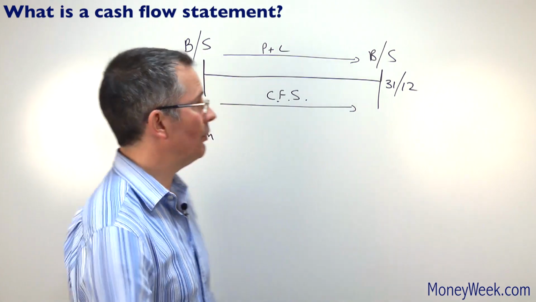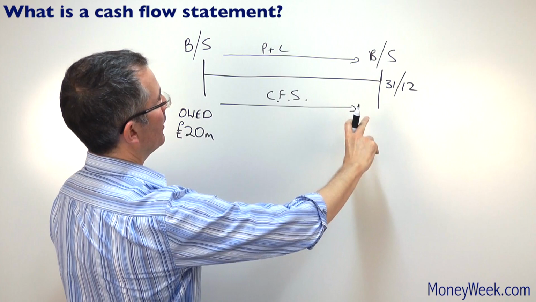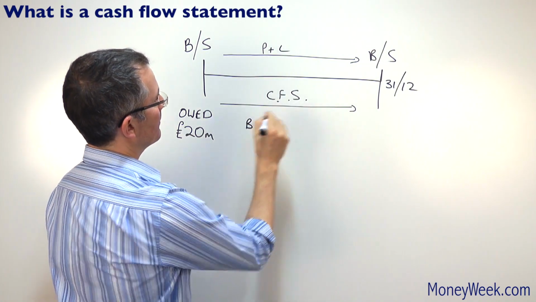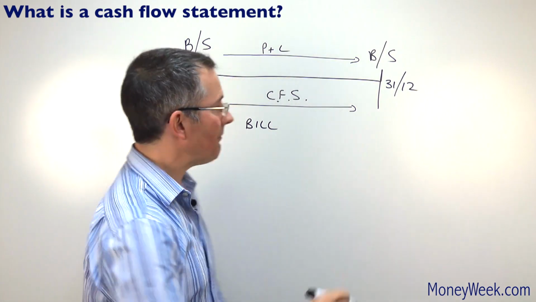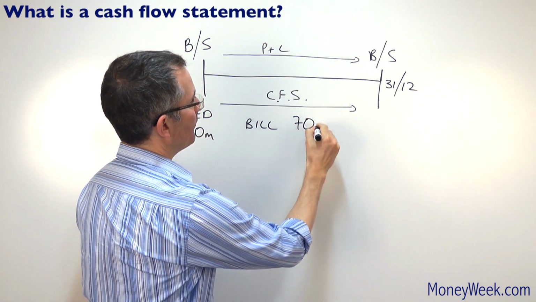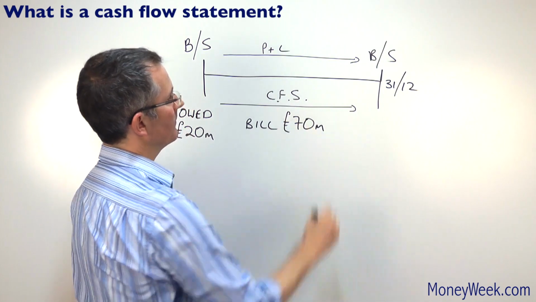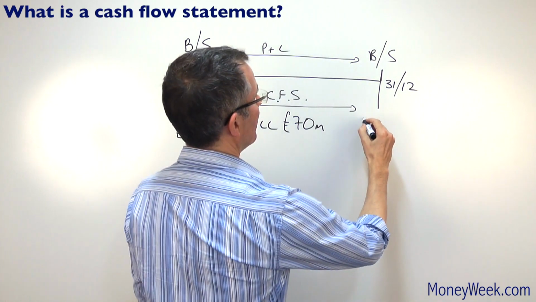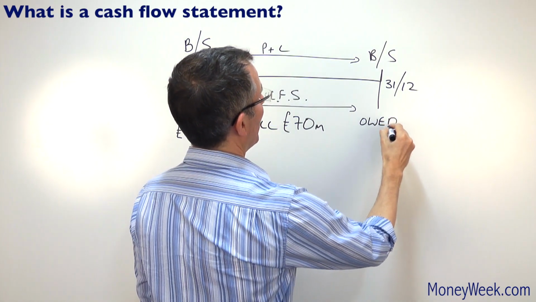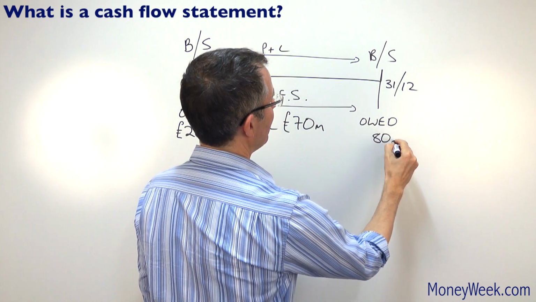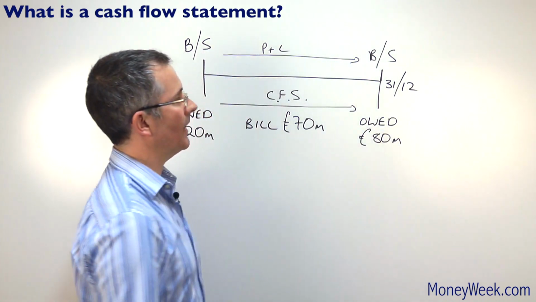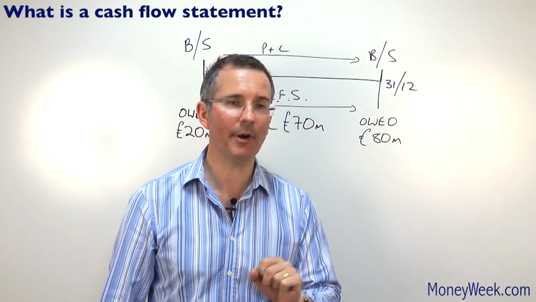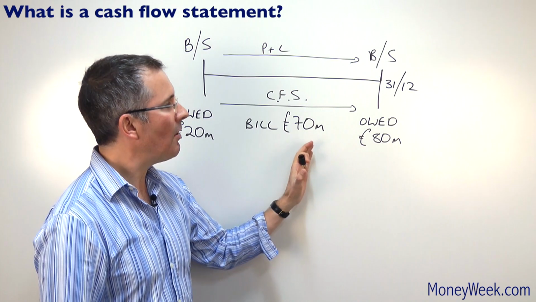And let's say during the next 12 months you bill your customers a further 70 million for work you've done, so that at the end of the 12-month period, you are now owed 80 million. Okay, so here's the story so far. You are owed 20 million at the start of this 12-month accounting period. Okay, you've done 70 million worth of work.